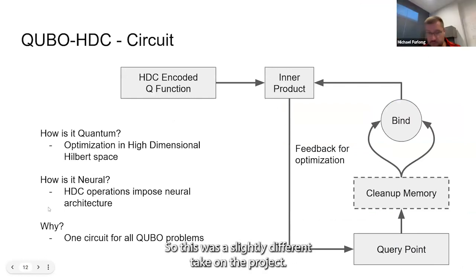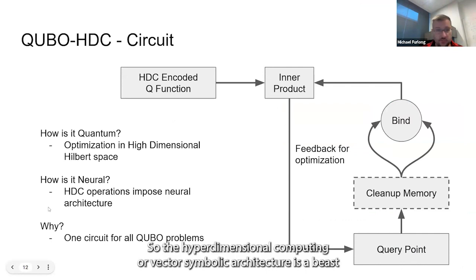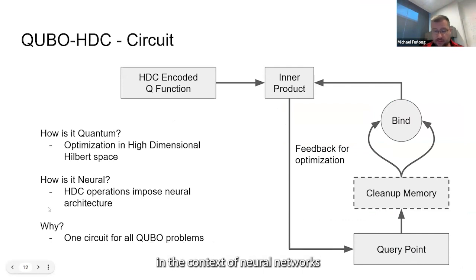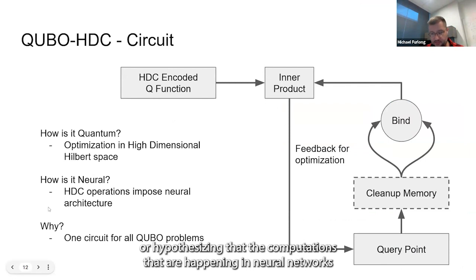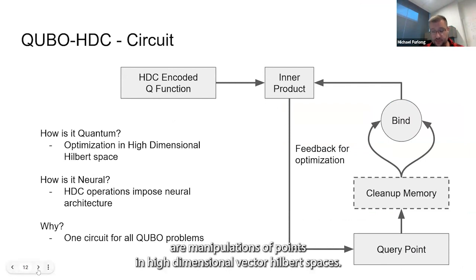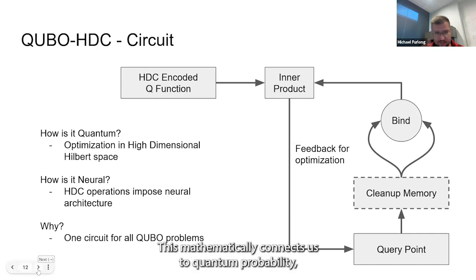All right. So this was a slightly different take on the project. Hyperdimensional computing or vector symbolic architectures, at least in the context of neural networks, hypothesize that the computations happening in neural networks are manipulations of points in high-dimensional vector Hilbert spaces. This mathematically connects us to quantum probability, which is how this project fits under this venue.